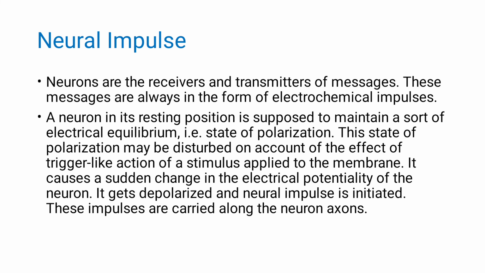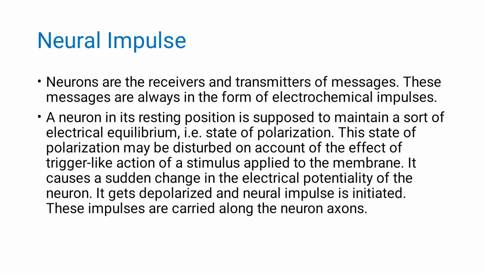Nerve impulse. Neurons are the receivers and transmitters of messages. The messages are always in the form of electrochemical impulses. So the messages are in the form of chemical as well as electrical impulses, which is called electrochemical impulses. The neurons only receive as well as transmit the information. They receive the impulse and they transmit the information. So these are called what?